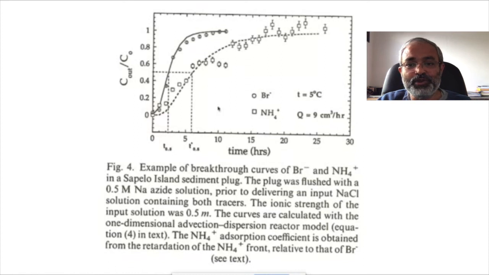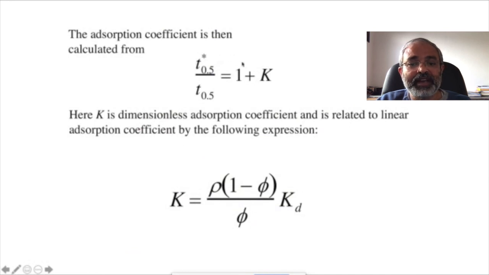So once you have these two curves, what you want to find out is the half time of the breakthrough curve. So breakthrough is basically when your concentration in the output is equal to your input concentration. So half of that, which is 0.5, you take that point and you are looking at the half time of the non-reactive tracer and the reactive tracer for that particular breakthrough curve. Once you have those two times, you can calculate your adsorption coefficient.